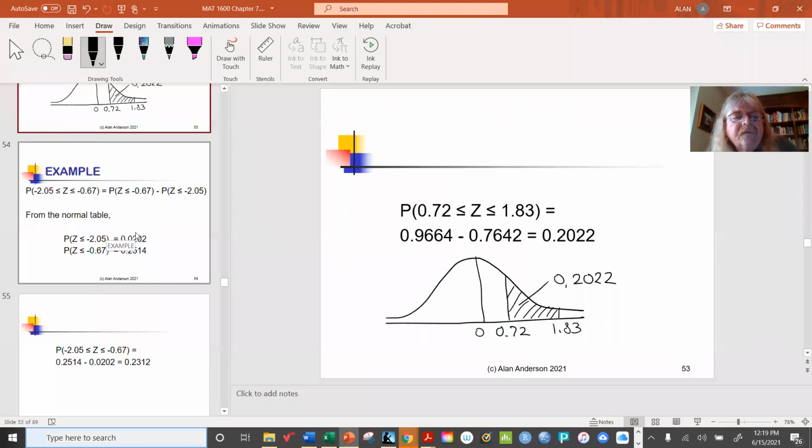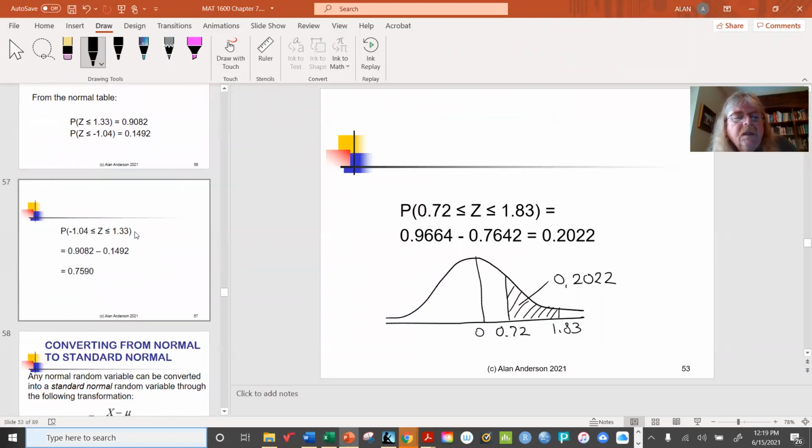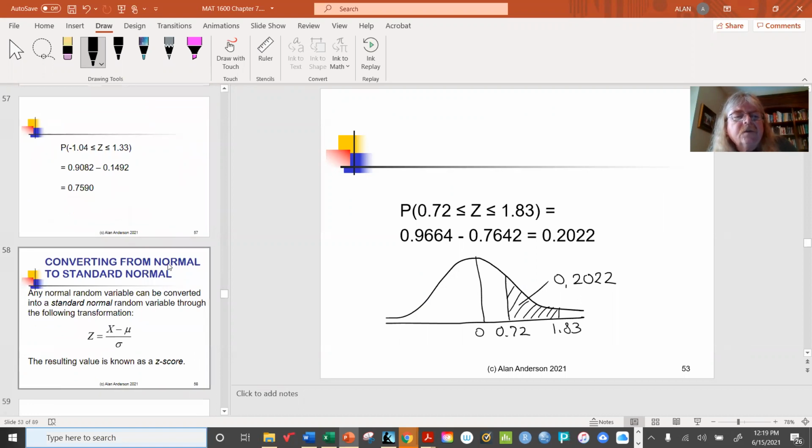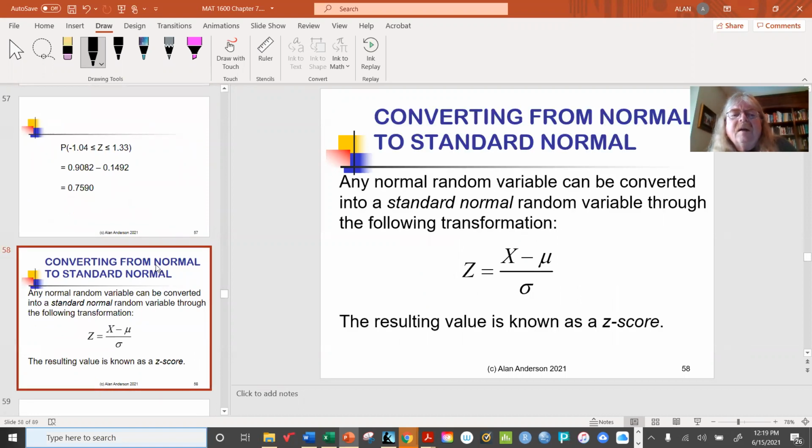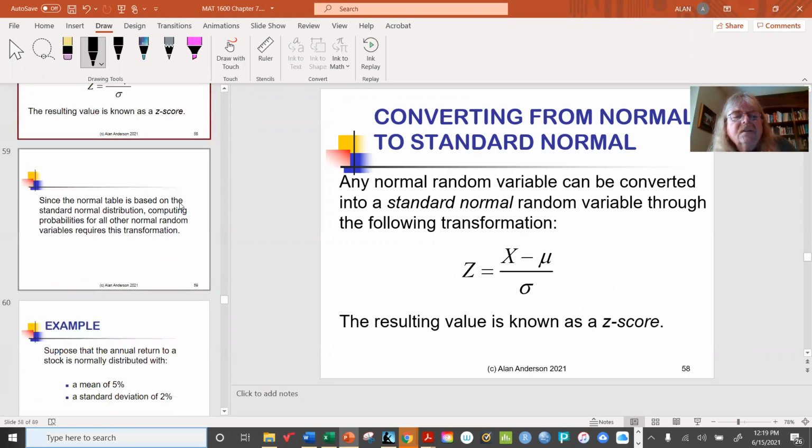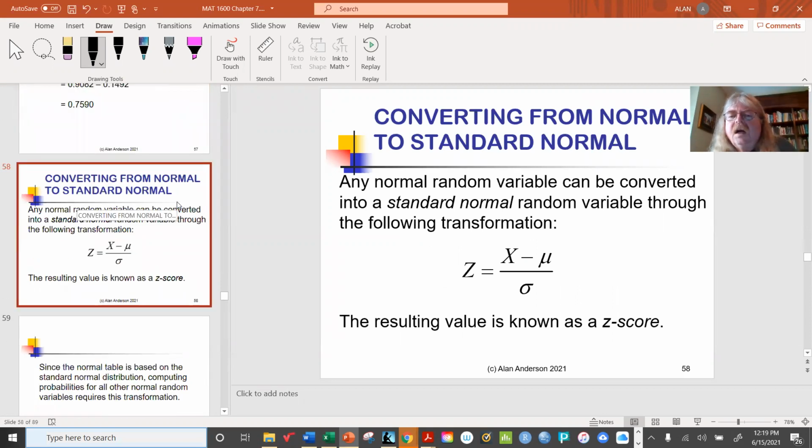All right, so now we're getting a feel for these probabilities. Now, this one I showed you a little earlier. If you run into a problem where you're dealing with a normal random variable, but not standard normal, it's easy to convert it into a z-score so that you can now go ahead and use the table. So we've already seen this.